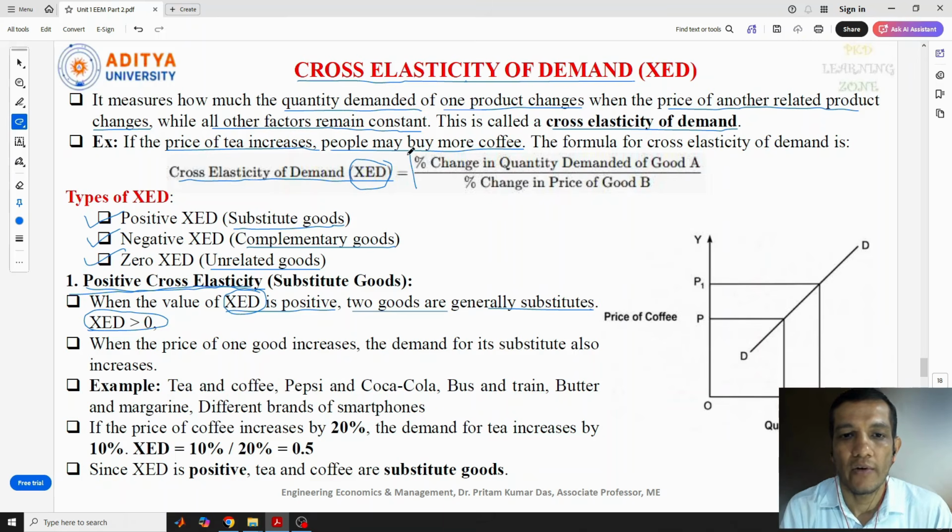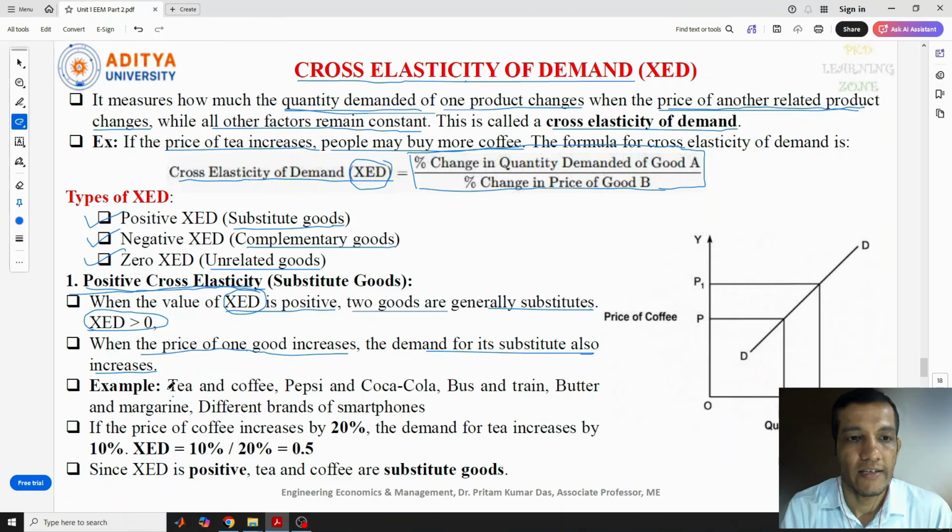By the formula I told you: the percentage change in quantity demanded of good A divided by the percentage change in price of another product, product B. So when the price of one good increases, the demand for the substitute also increases. Because the price increased, people won't buy this product, so they go for the substitute products, and there the demand will increase.